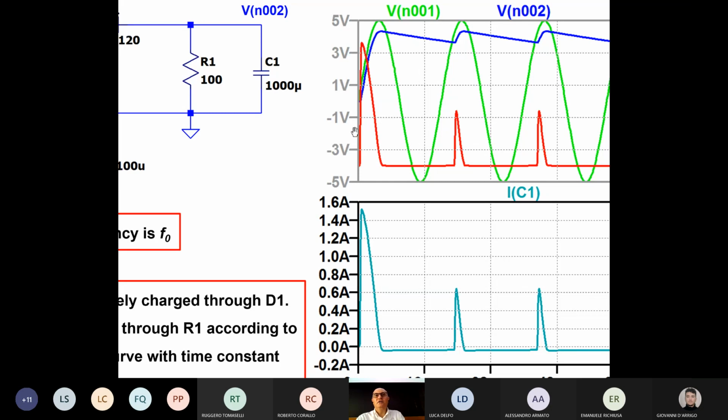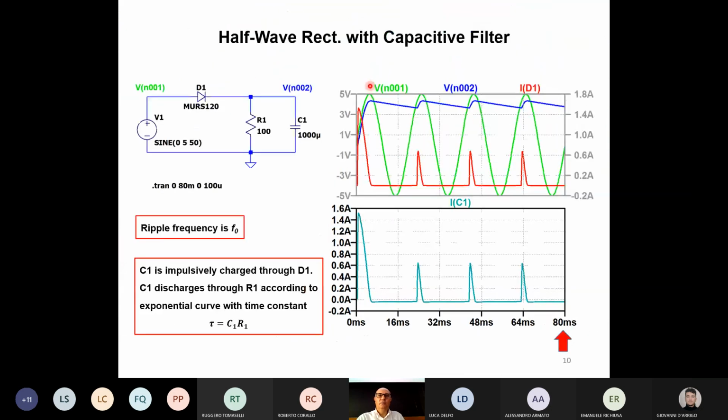In order to charge the capacitor to the same voltage as the input, we need a very large current. That's the reason why we have such a large current peak. When the voltage reaches the peak, the input voltage, the capacitor has reached its peak. Again, the voltage in the capacitor is 0.7 volts lower than the peak, because we have the voltage drop on the diode. What happens next is that the input voltage goes down, but the capacitor is already charged.